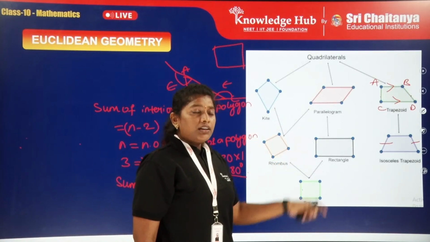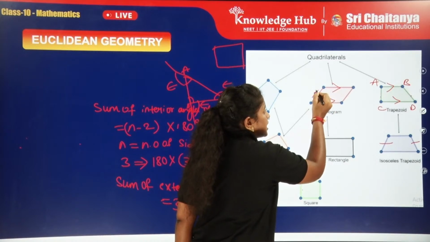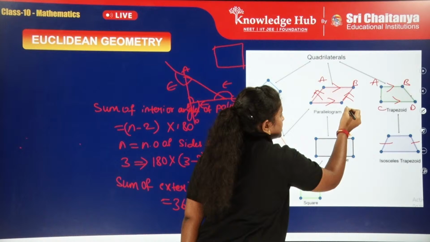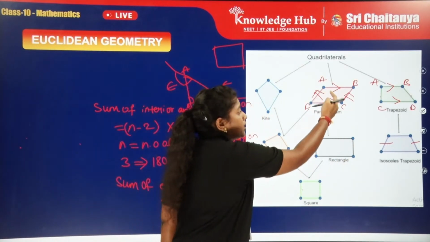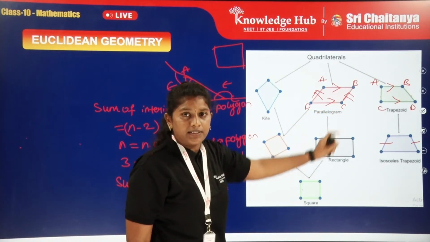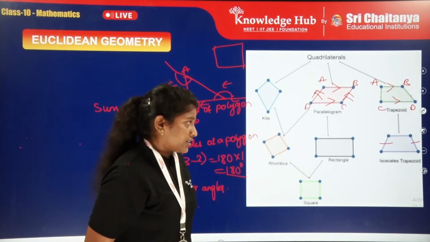Coming to the parallelogram, we have two pairs of sides that are parallel. We can observe that AB is parallel to CD, and at the same time side AD is parallel to BC. So a parallelogram has two pairs of parallel sides.